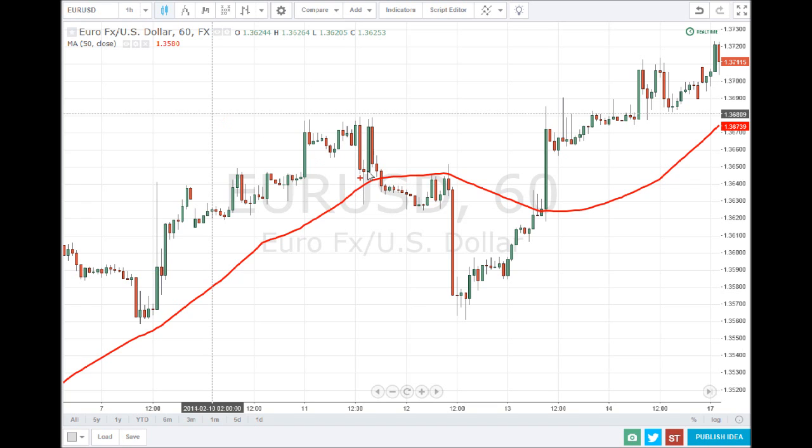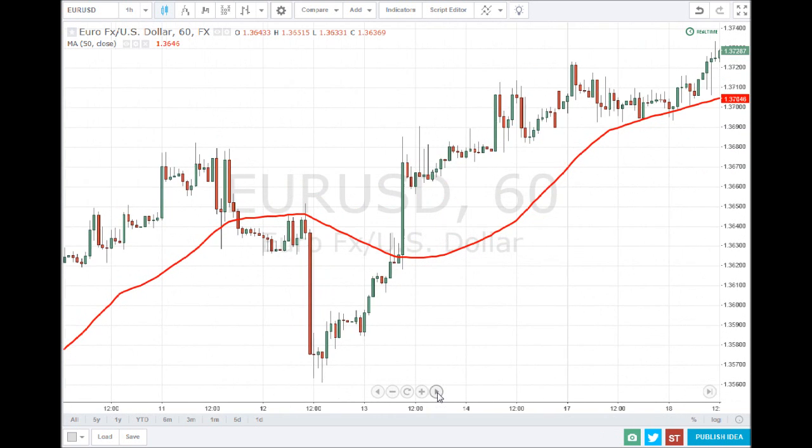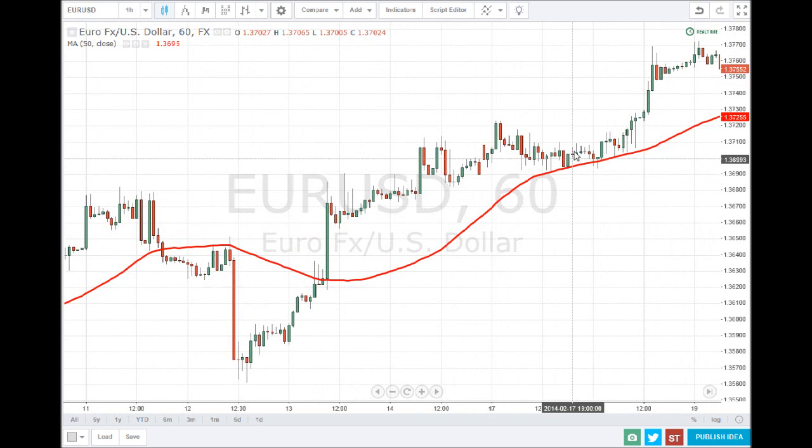The dynamic support is broken, price comes up and tests the new resistance, price is rejected and moves on the downside. Once again, the moving average is broken. The resistance has now once again become a support. And when price comes back to this support level, it is rejected. Price reverses. Our moving average is acting as a dynamic support.